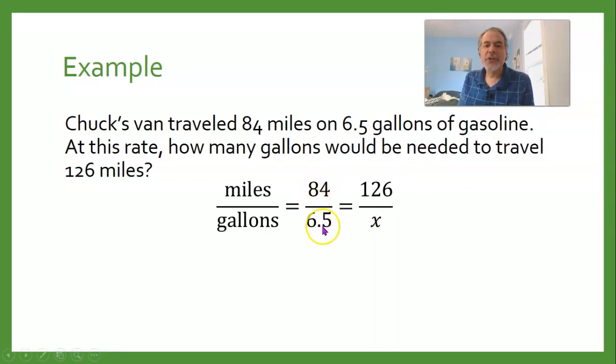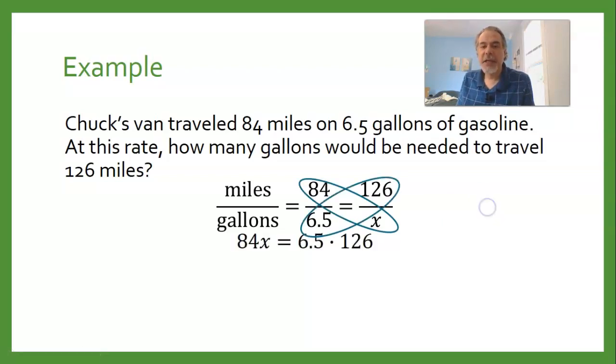So 84 over 6.5 equals 126 over x. We need to know how many gallons goes here so that 84 miles in 6.5 gallons is the same proportion as 126 miles to x gallons. So now we just have to solve this equation. We can multiply across. 84 times x equals 6.5 times 126.